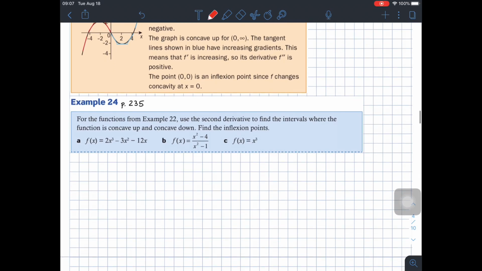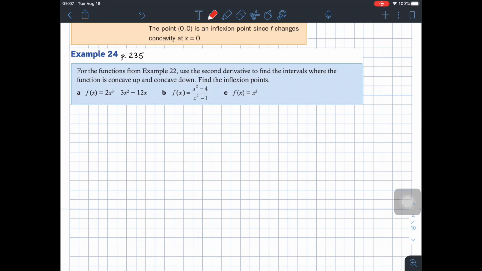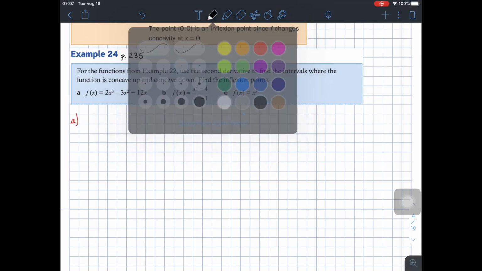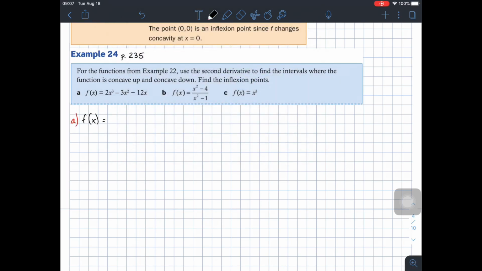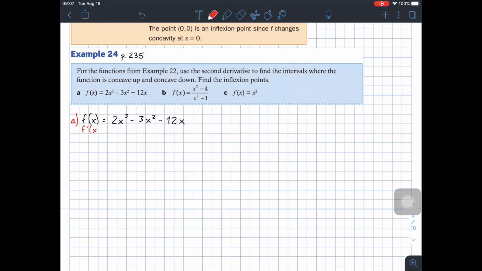Okay. So let's see the same three examples now, but we're going to be analyzing the concavity this time. It says, for the function in example 22, use the second derivative to find the intervals where the function is concave up and concave down. Find the inflection points, if any, okay? So let me write the function as always. Part A, we have f of x equals 2x cubed minus 3x squared minus 12x. Okay, if I want to analyze the concavity, I need to find the second derivative, right? So first I'm going to find the first derivative.